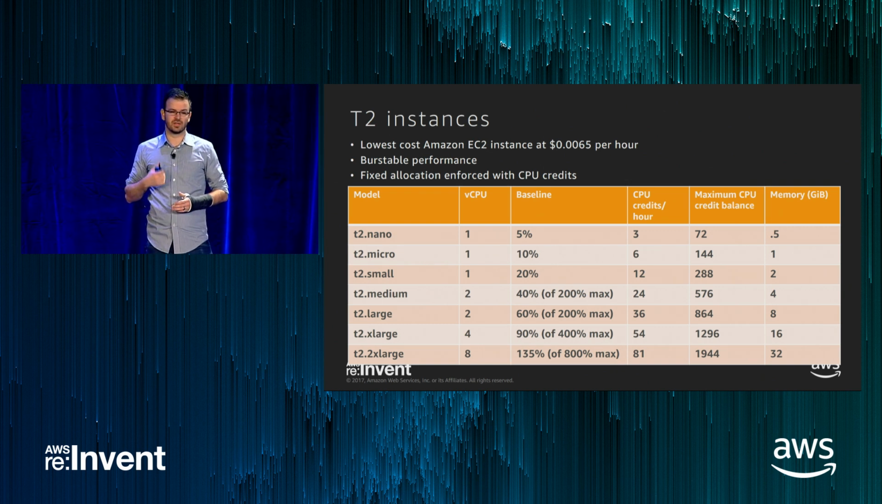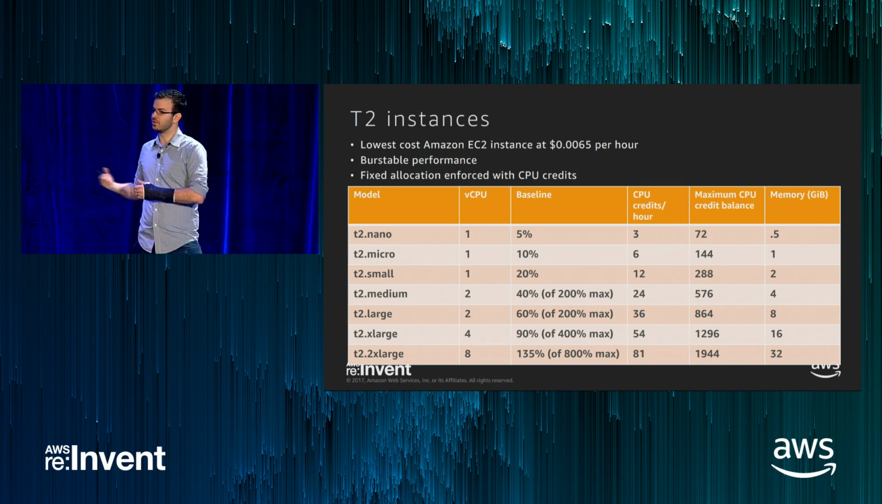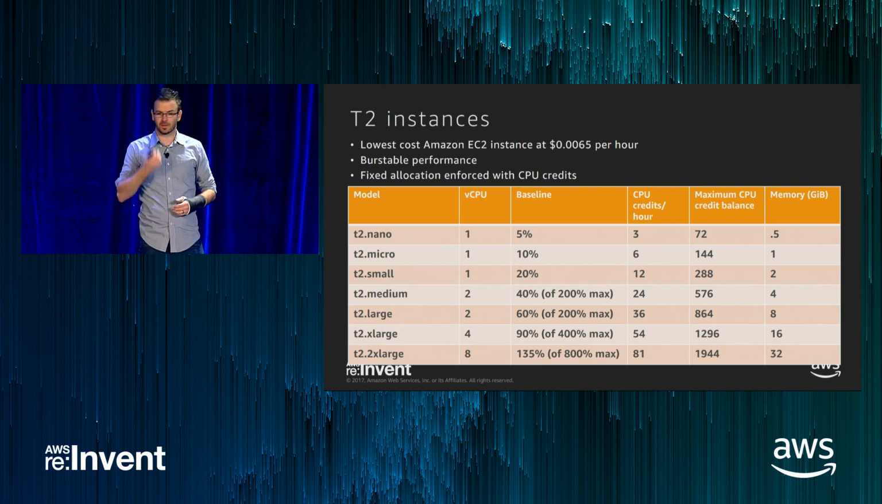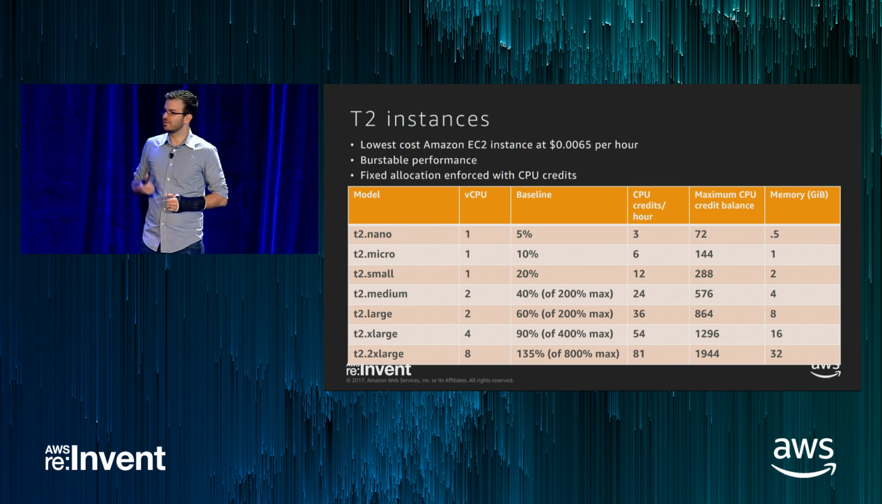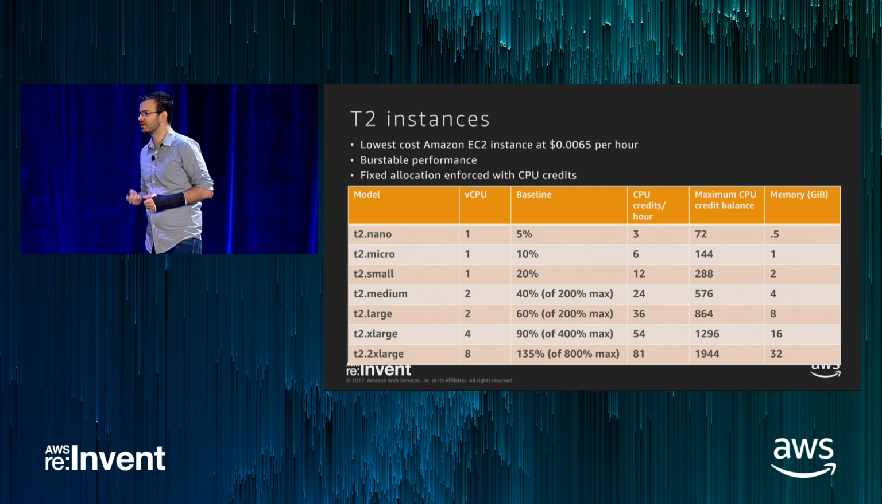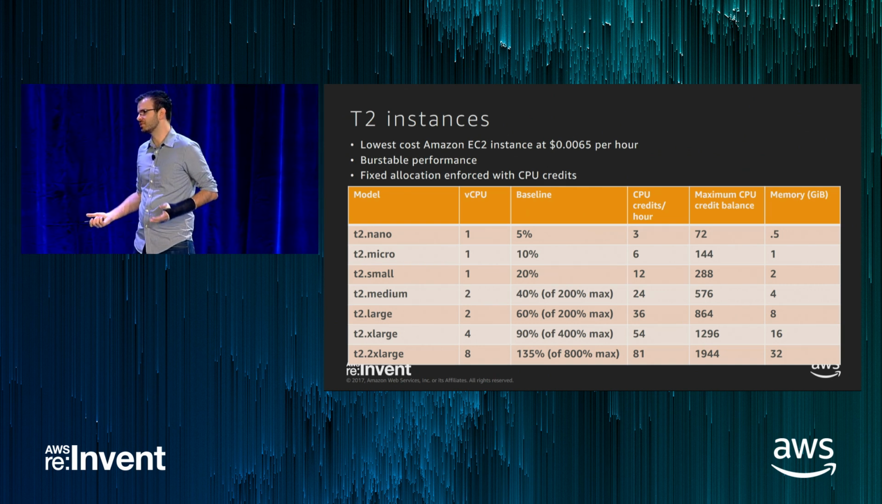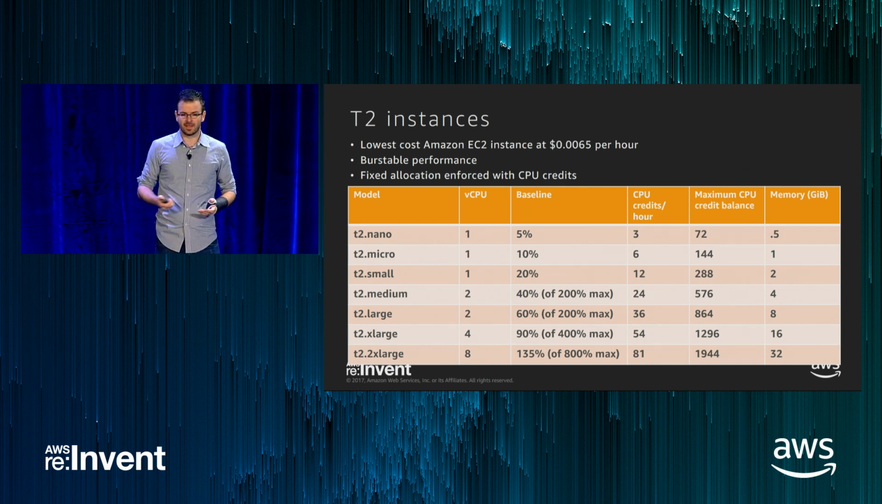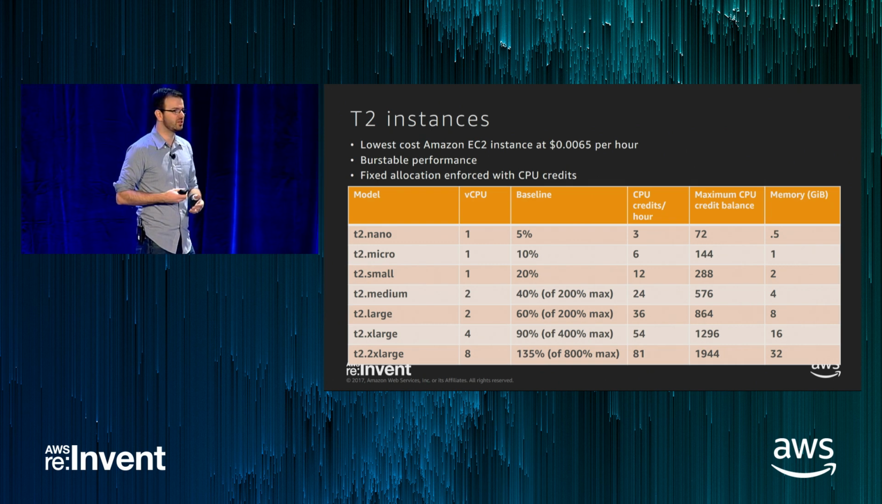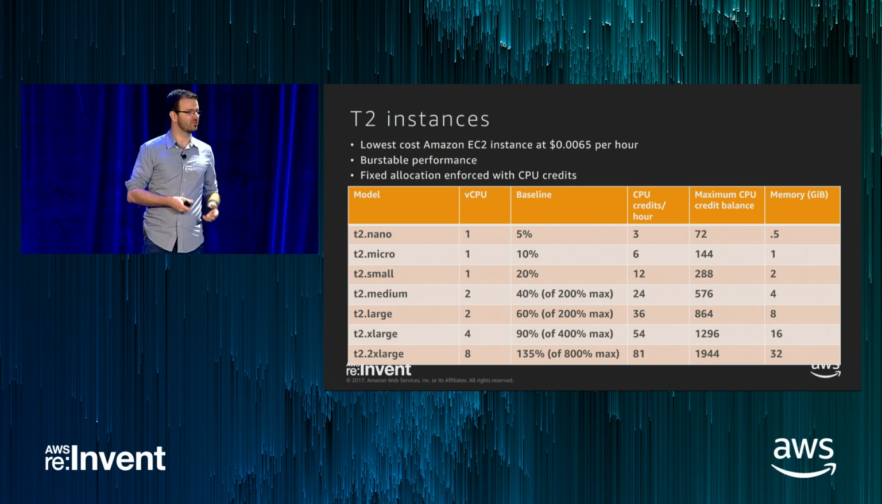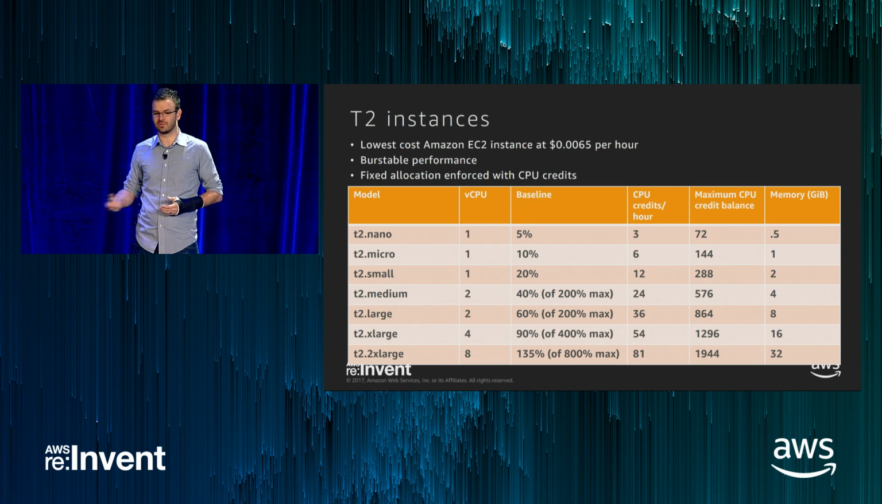So it lets you really get the performance that you need when you need it and not pay for it when you don't. We launched the T2 instances because we saw that most workloads don't use 100% of the CPU all the time. So the T2 instance is a really good way to get that balance, to get that performance that you need without paying for it.